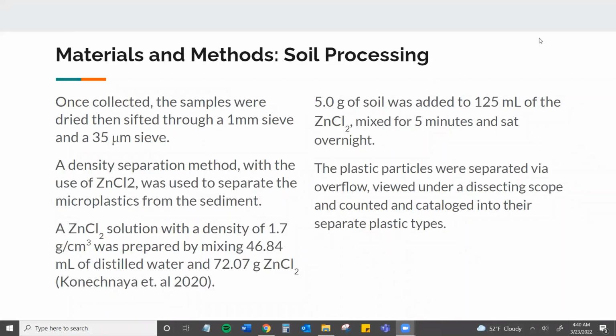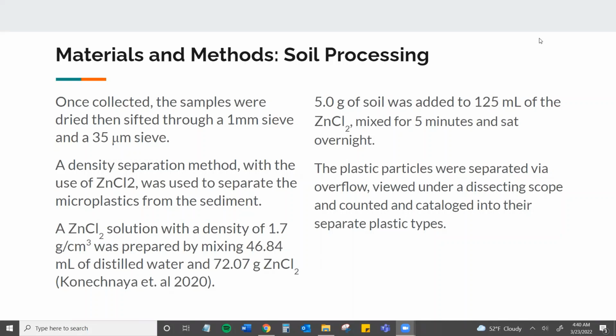For the purpose of the study, I chose to look at plastic particles smaller than 1 millimeter. So once the samples were collected, they were dried in a drying oven overnight and then sifted through a 1 millimeter sieve and a 35 micrometer sieve. The soil that passed through the 35 micrometer sieve and the soil retained on the 35 micrometer sieve were stored, leaving 12 samples total and 2 samples from each location.